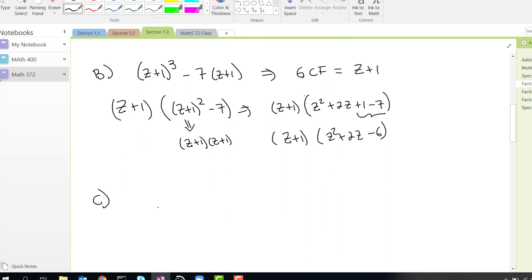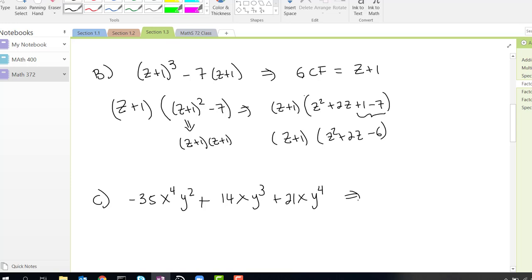Let's try a couple more examples. So if I have something like negative 35x to the 4th y squared plus 14xy cubed plus 21xy to the 4th.